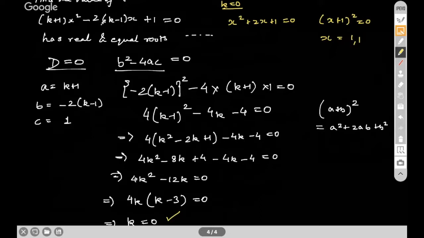Let us check whether it is valid for k equals to 3 also. So in case k equals to 3, then what will happen? It will be 4x square minus 4x plus 1. Indeed, it is (2x minus 1) whole square equal to 0. So x equals to half and x equals to half are the two equal and real roots. So hence both solutions, that is k equals to 0 and k equals to 3, will satisfy the condition, and the equation will then have real and equal roots. Okay, so let us take another problem from a previous year paper.